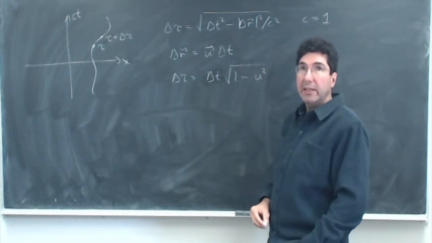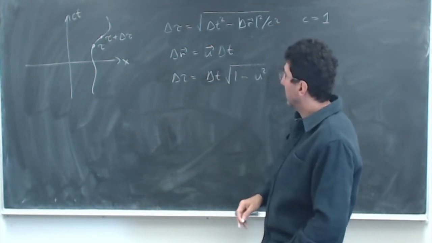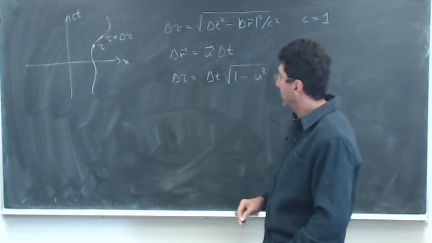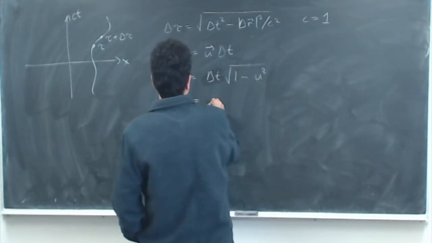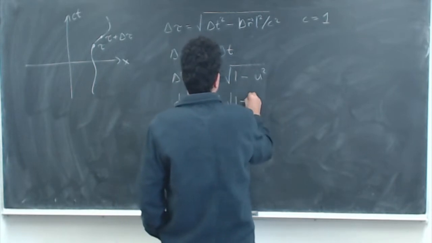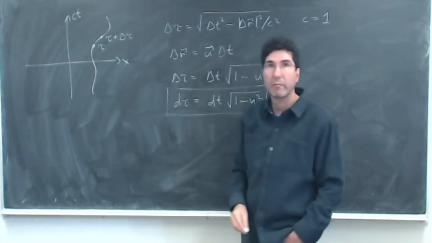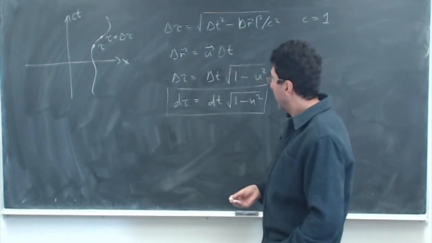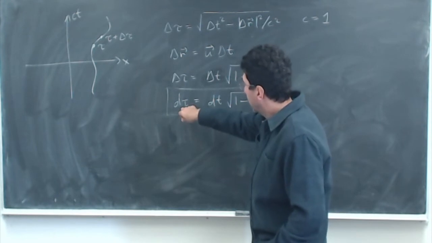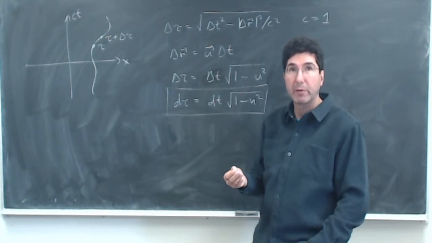So now we can take the infinitesimal limit. We just take delta t to 0 and delta tau to 0. We can write this as d tau is equal to dt times the square root of 1 minus u squared. Now the way to look at this formula is that d tau is the change in the proper time. That is the same in every reference frame, right?